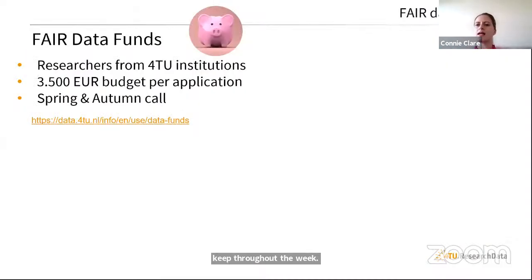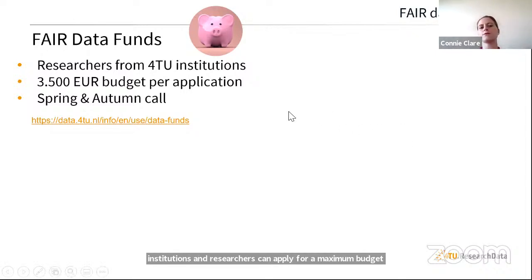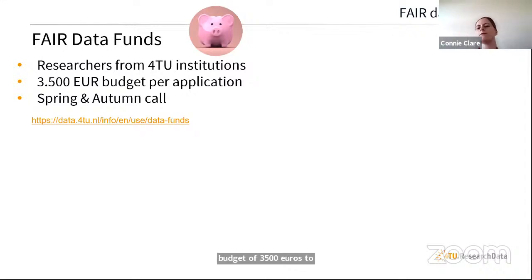So finally, I'd like to share some FAIR data incentives. At 4TU.ResearchData, we have a FAIR data fund. This is available to researchers from those three partner institutions. And researchers can apply for a maximum budget of €3,500 to prepare their data to make it available in 4TU.ResearchData. We have two calls, one that opens in spring and one that opens in autumn.